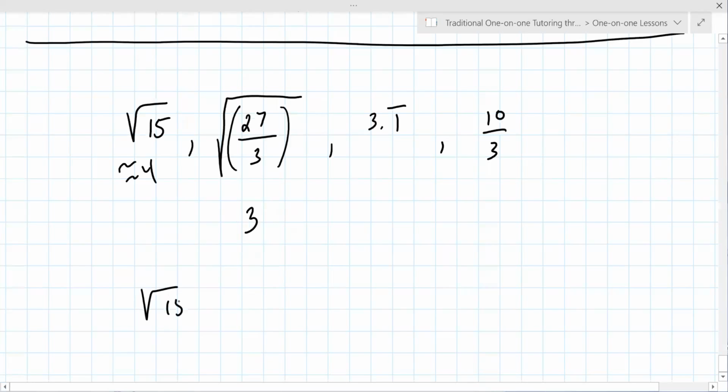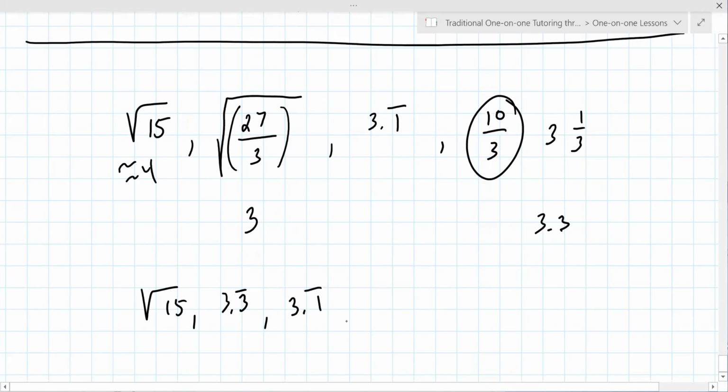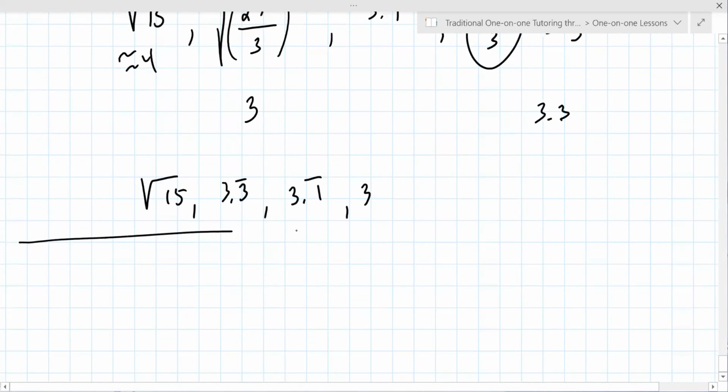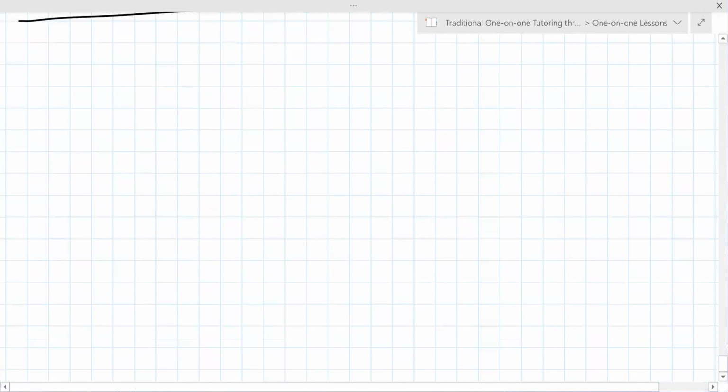I would do 3.1. Well, what about 10 thirds? So that's 3 and a third. So 10 thirds is next, 3.3 repeating, then 3.1, and then 3. Yeah. All right, is that okay? Yes, okay. I guess we can try another one here.